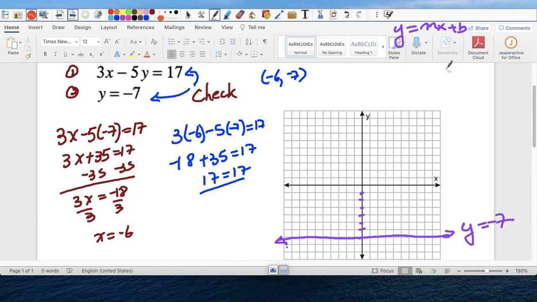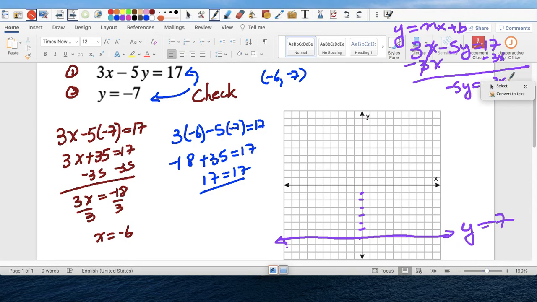That's the equation of the line. So how do I take 3x minus 5y equals 17 to look something like that? Well, let me show you. So 3x minus 5y equals 17. I'm going to subtract 3x from both sides. So this goes away. And notice that the negative 3x goes to the other side. So I have negative 5y equals negative 3x plus 17, because that was a plus 17.